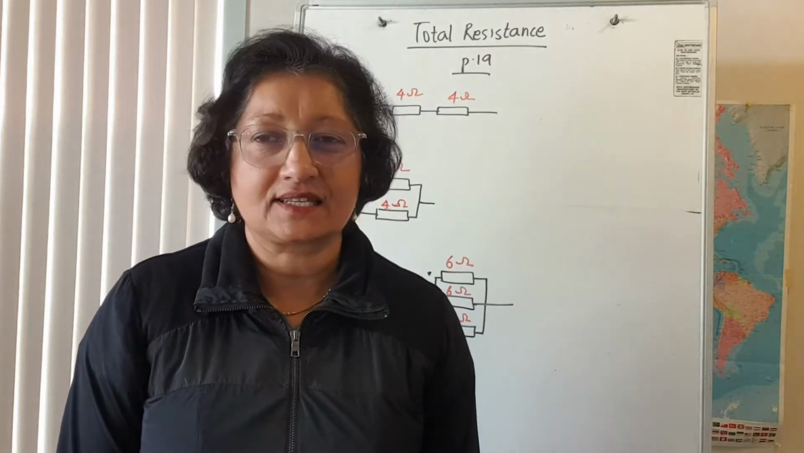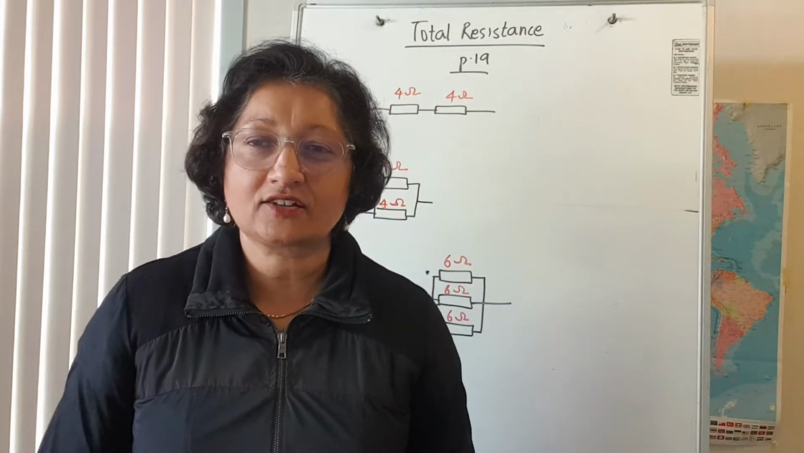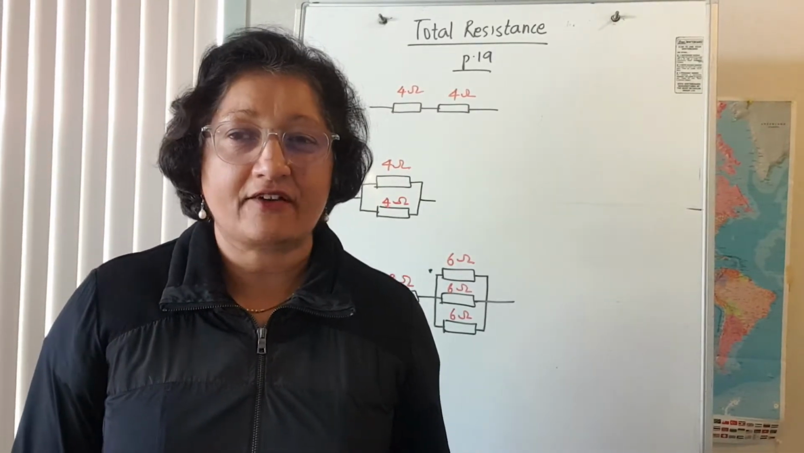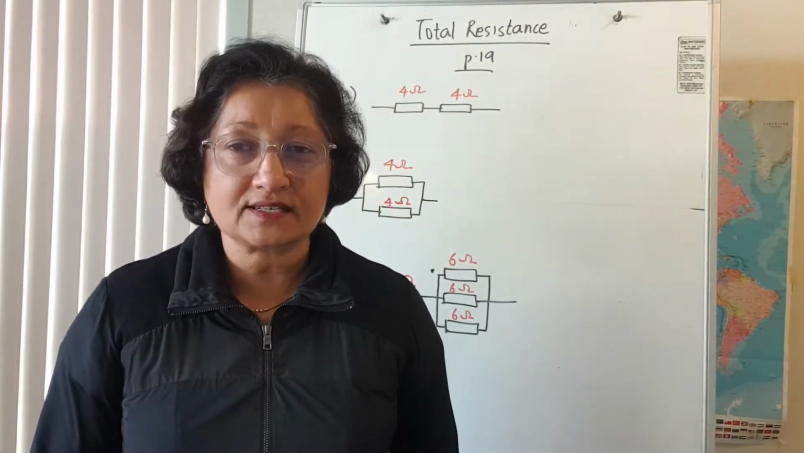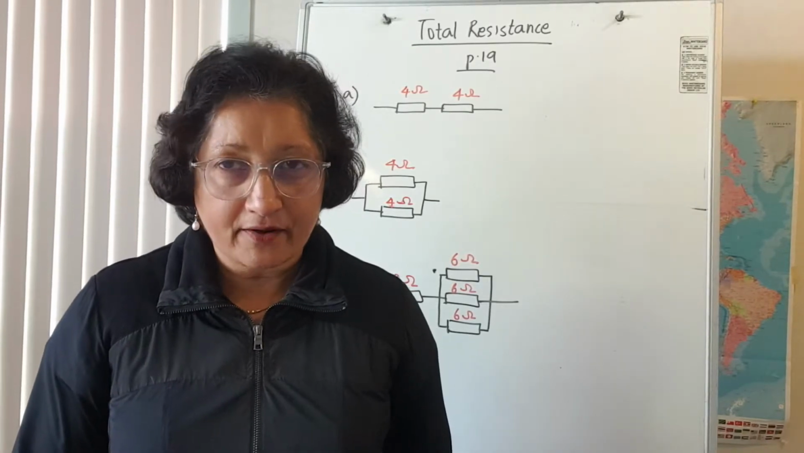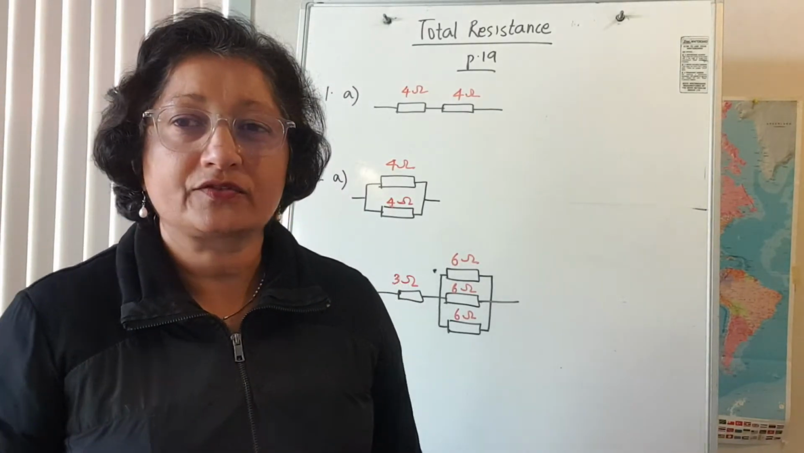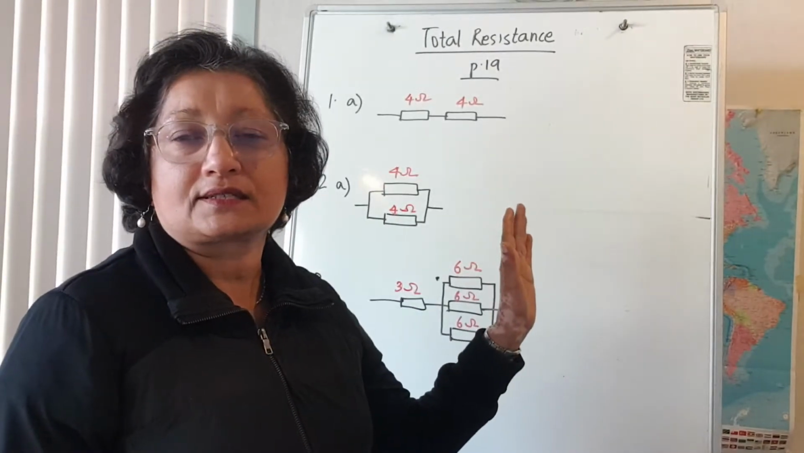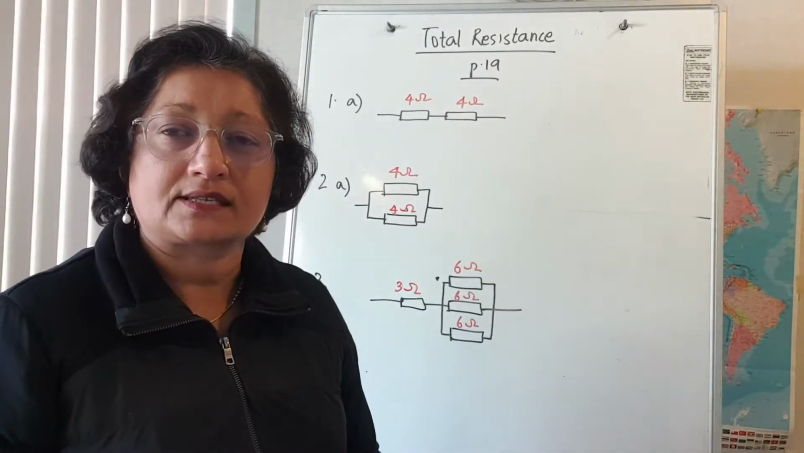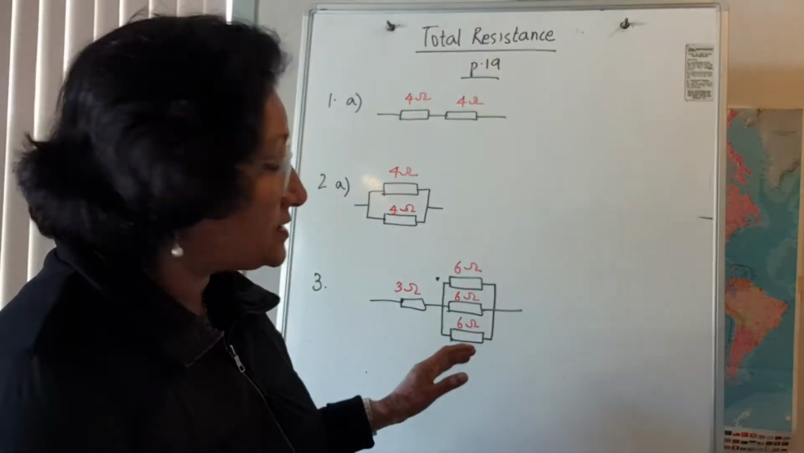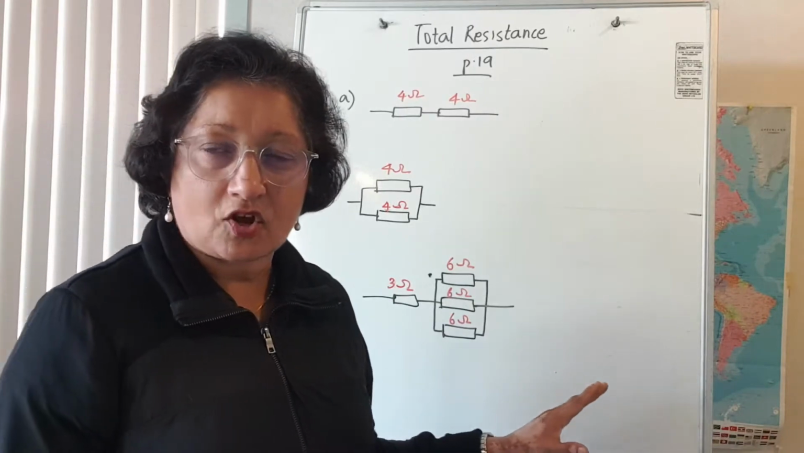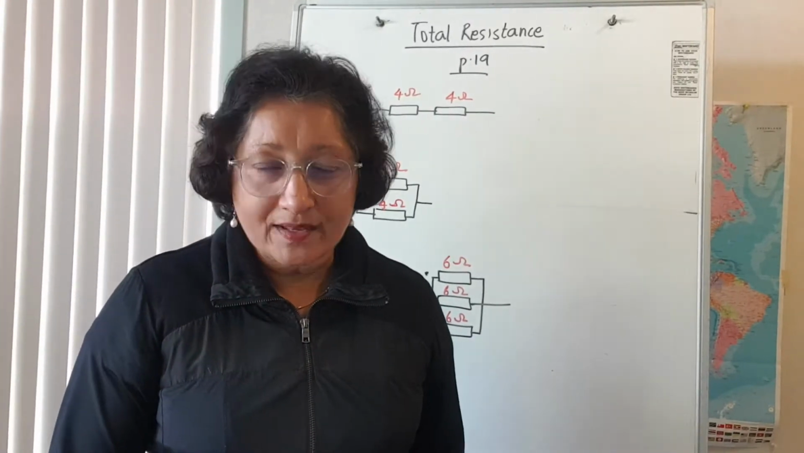Now last year in year 11 you learned how to calculate total resistance if it was in series. You didn't really have to know how to calculate total resistance if resistors were in parallel. So today I'm just going to work through a few examples. The first one is really simple, it's just two resistors in series. The second one's two resistors in parallel. The third one's got a combination of series and parallel. So I'll just give you some tips on how to do these sort of questions.